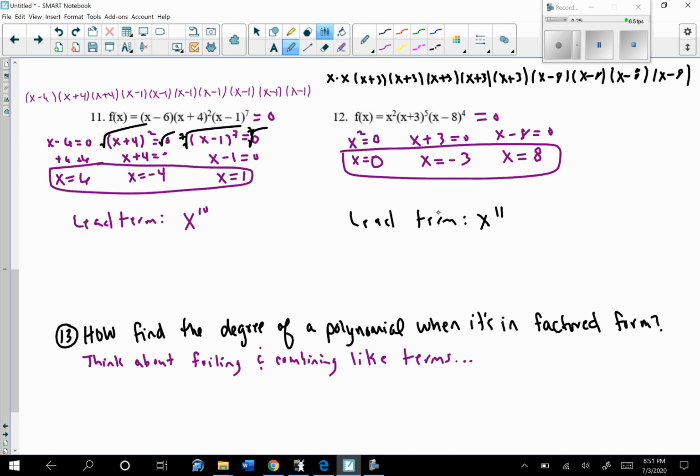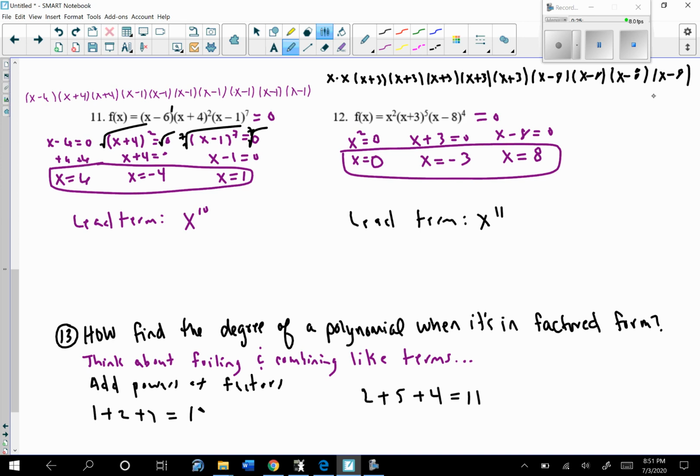So that means to find the degree of a polynomial when it's in factored form, we're going to add the powers of the factors. Here, if we look at the powers, if it's not written, that's 1. So we did 1 plus 2 plus 7, which gave us 10. For question 12, we have powers of 2, 5, and 4. So 2 plus 5 plus 4 equals 11. That's a lot easier than having to write it all out.